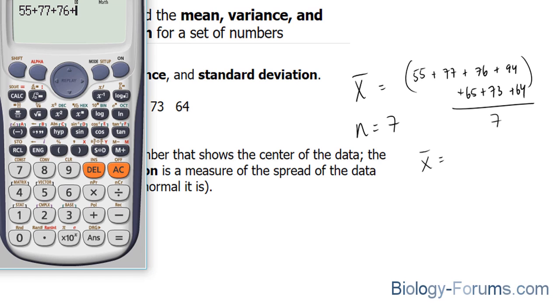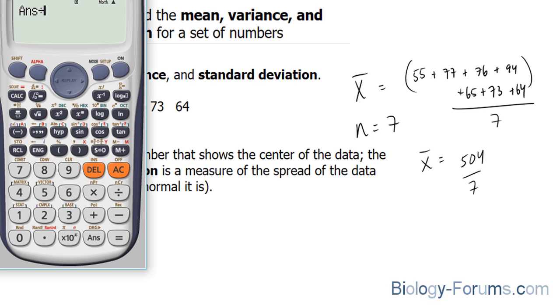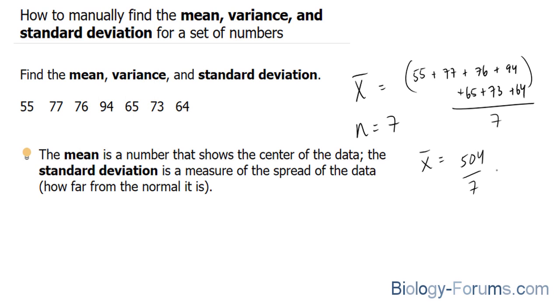76, 94, 65, 73, and 64. And we get 504 divided by 7 is equal to 72 exactly.